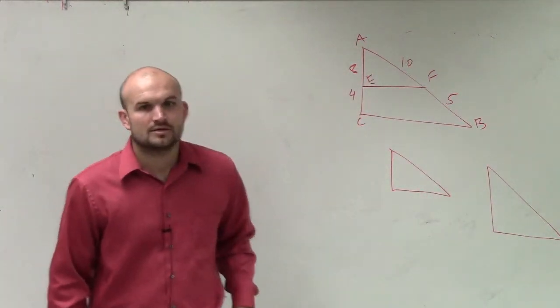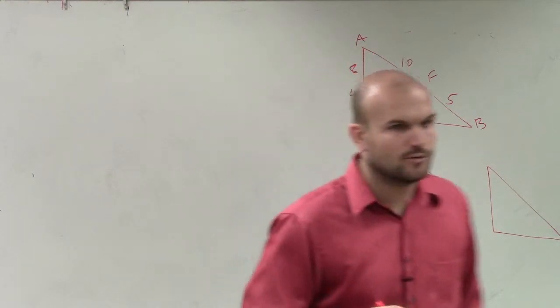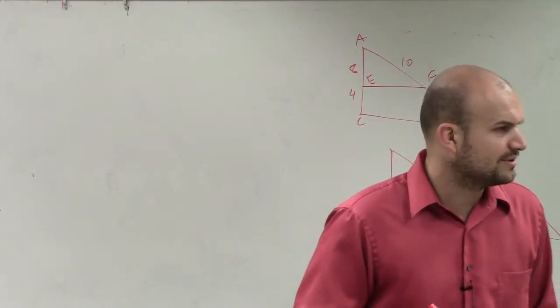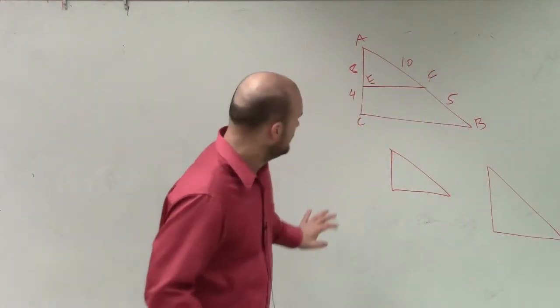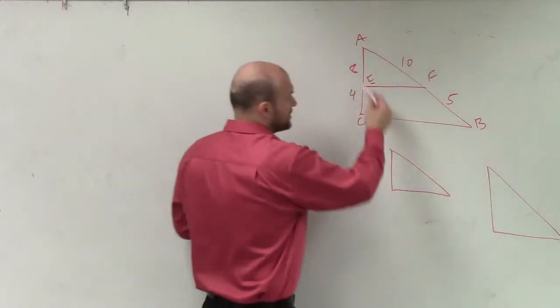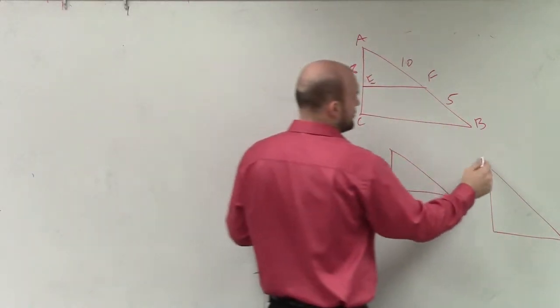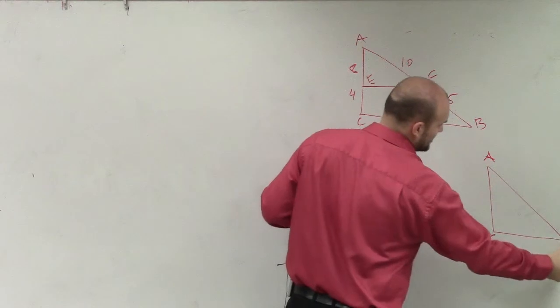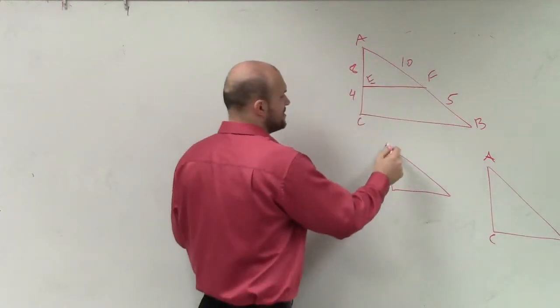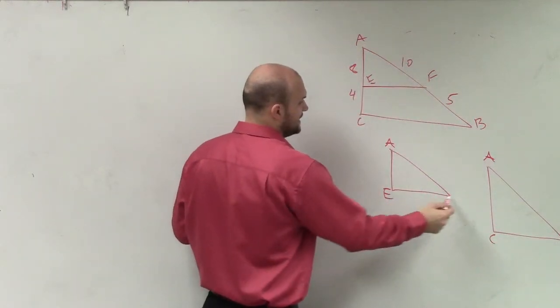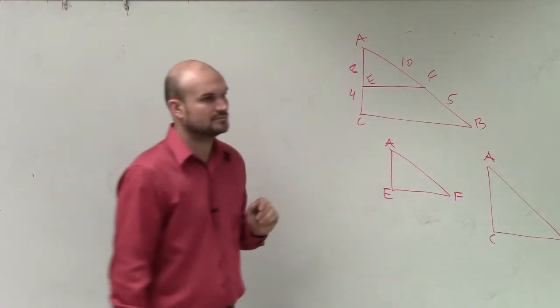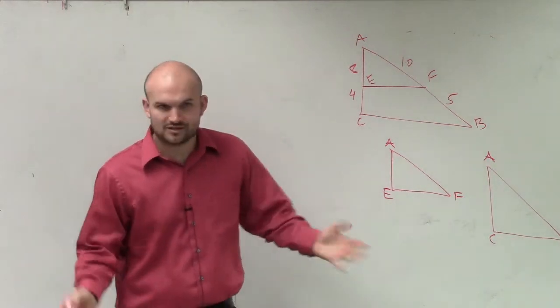So we have to be very careful when we do this. Do you see what I did? This is the big triangle. This is what we call ACB. This is the small triangle, AEF. Does that make sense? Yeah. You guys see how I took it out?